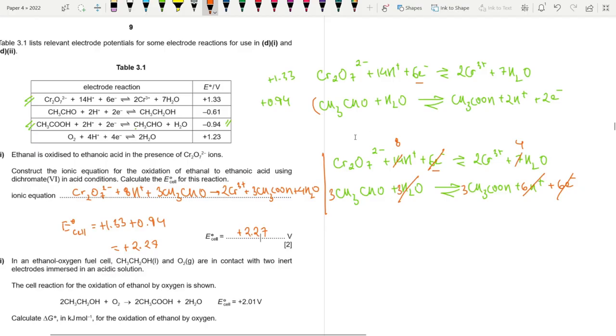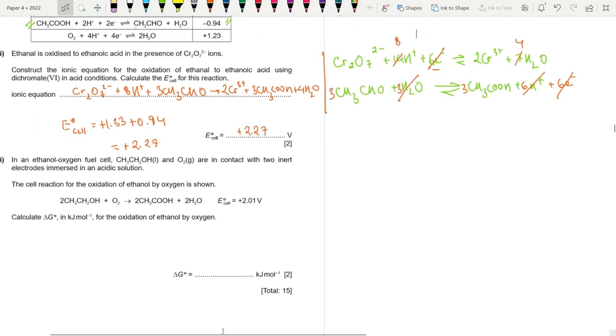Do you guys want the alternate answer actually? You got it, right? You're gonna dissociate this part into CH3CO2 minus and 3H plus. So that 3H plus will be deducted with this 8H plus over here. So you're gonna end up with 5H plus ultimately. And this is gonna turn into 3CH3CO2 minus.